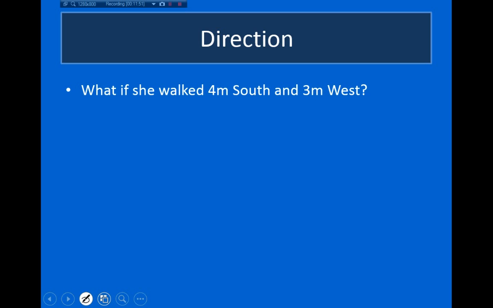So again, now let's just look at another example. What if she walks 4 meters south and 3 meters west? So we're going to go 4 meters south, and then, I should have put that on the other side, and then 3 meters west. Not a very good triangle, but that's fine.